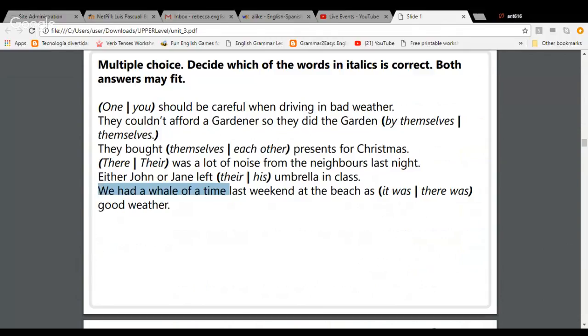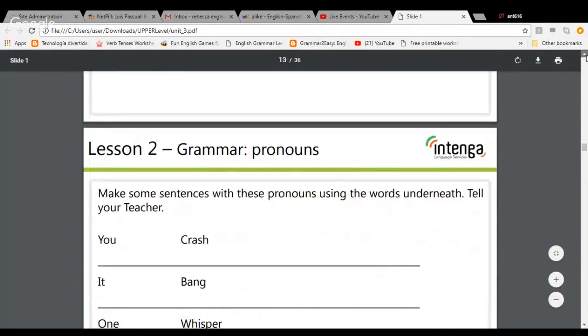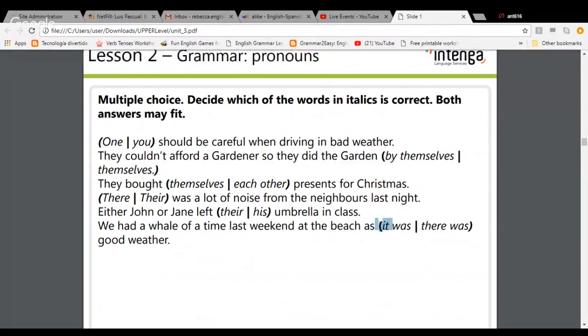So we have another slide here. Let's go down. Oh, I'm sorry. We didn't even talk really about that sentence. We had a whale of a time at the beach. As it was good weather, we use it with the weather. They're pretty simple. Great. I think it's common for people to say there was good weather, but it's not correct.